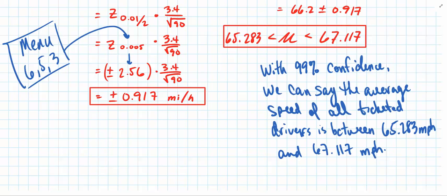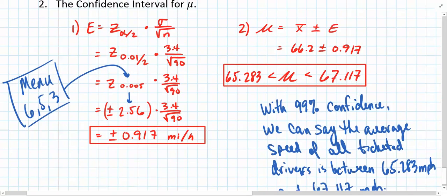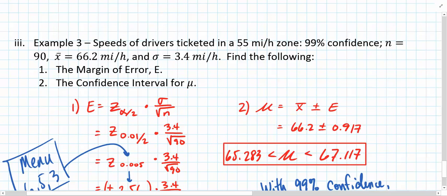There are probably too many for us to calculate, but with 99% confidence, we can say that the average speed is going to be between 65.283 and 67.117 miles per hour inside this 55 miles per hour zone.